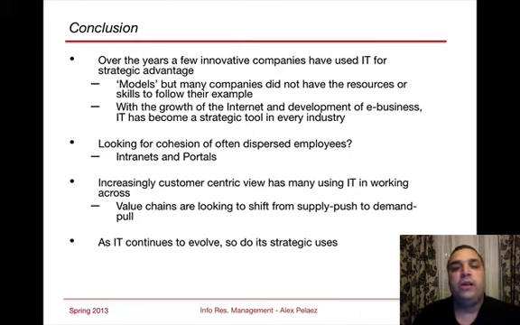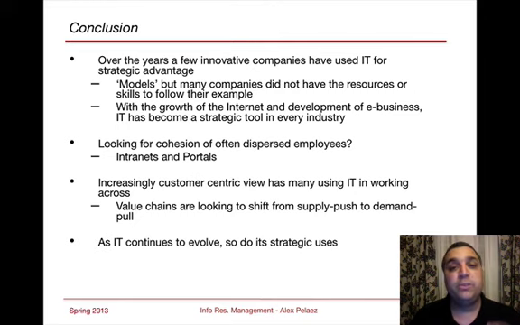Looking for cohesion of often dispersed employees, intranets, and portals. Basically, if you have employees that are in multiple silos or in multiple sub-organizations, they sometimes tend to work in a silo. By integrating them with technology, you have things like group decision support systems, which will allow those employees to collaborate and work together. And this is another area where social media is actually being used, and knowledge bases such as wikis are being used, because now employees within the organizations who may never have spoken to each other can still share information, which could be vital to the company or vital to the bottom line.